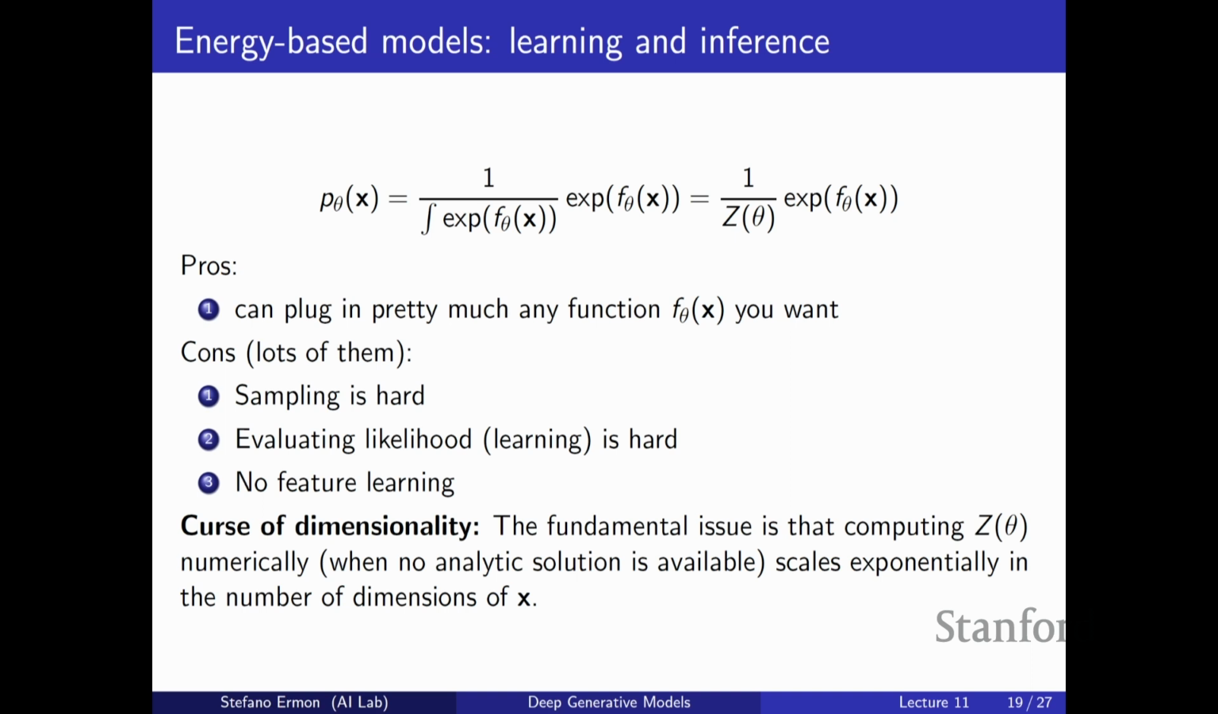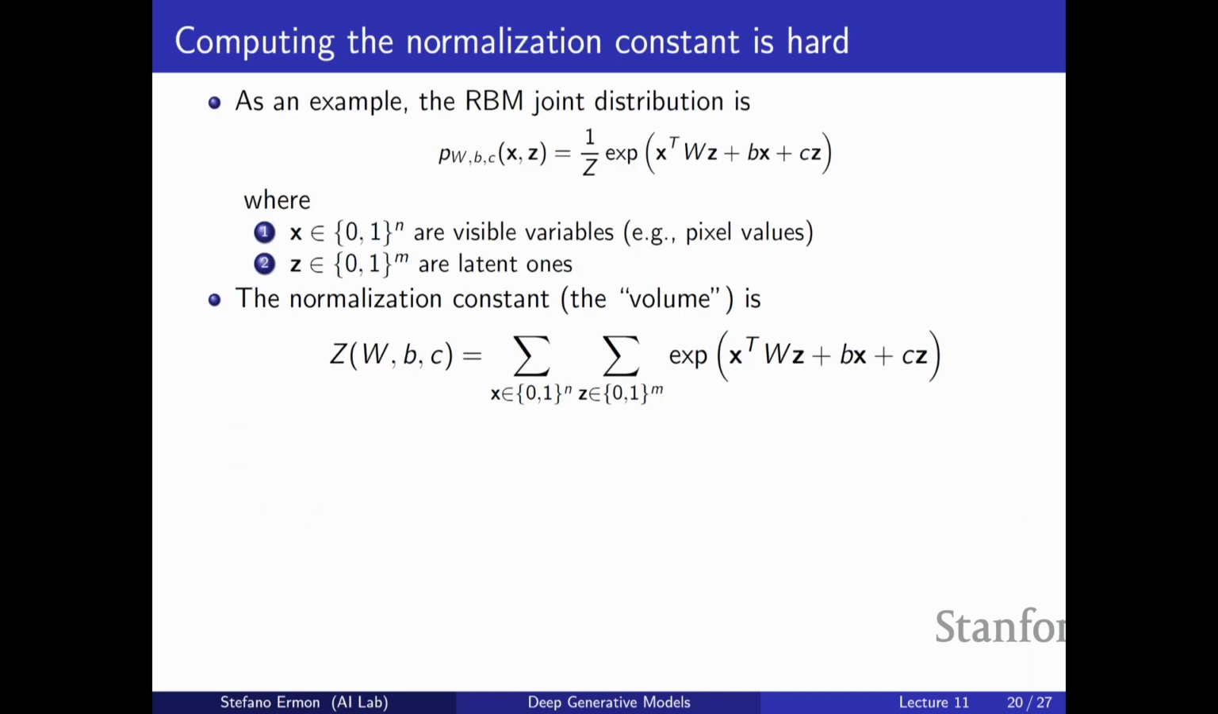So you can see that the fundamental issue here is the partition function, this normalization constant. And just by looking at an example in the RBM setting, we can see why computing the volume is hard. If you think about even just a single-layer RBM, where you have these x variables, these z variables, you have this energy-based model.